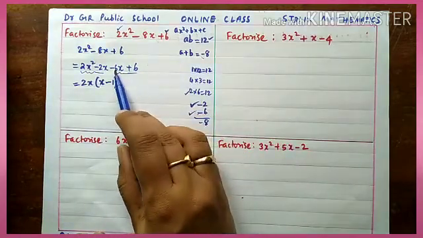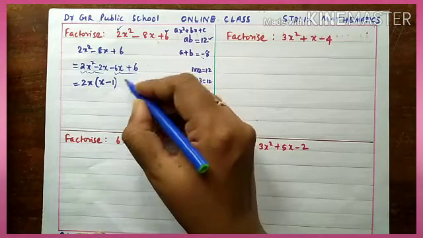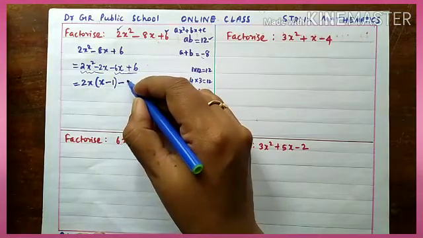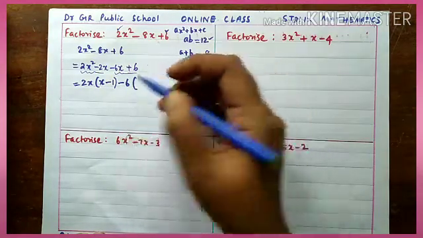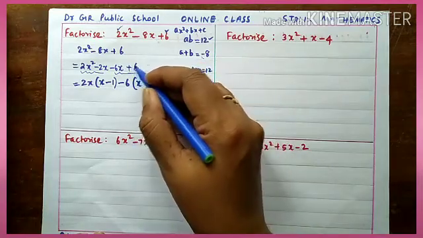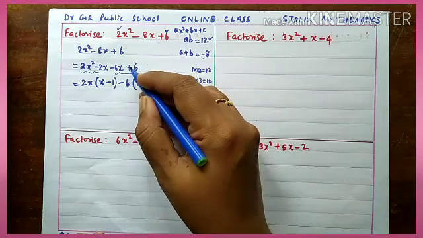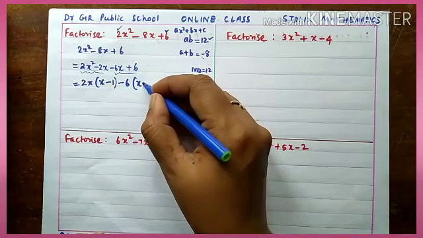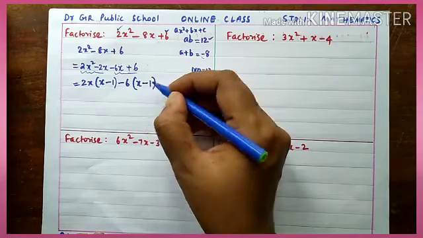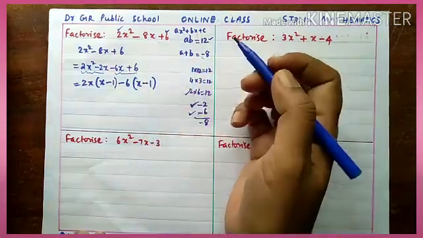Now in this, 6 is common, but x is not common. So you can take minus 6 outside. Then here x is left, and here you see plus 6 has to come, and minus 6 is taken outside. So in order to get plus 6, what do you want to put here? Minus 1. Then only minus 6 into minus 1 is plus 6. The value is not changed.